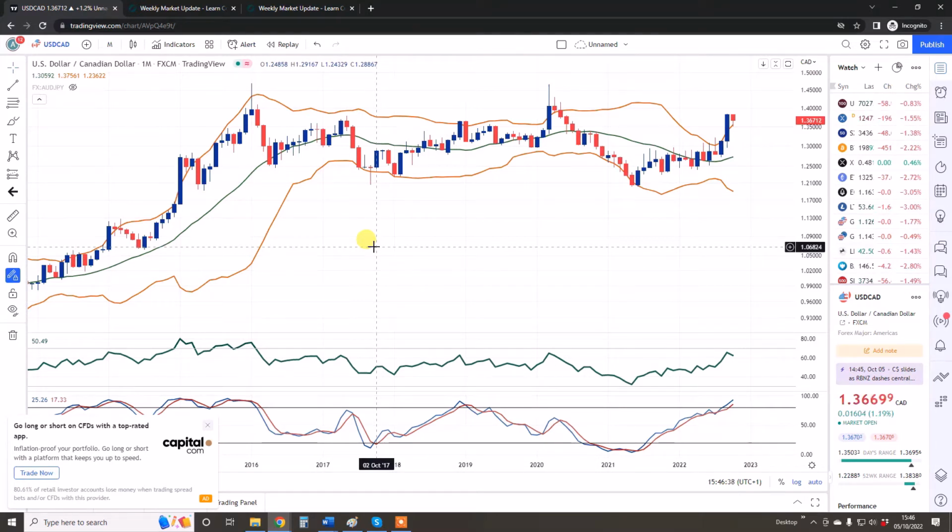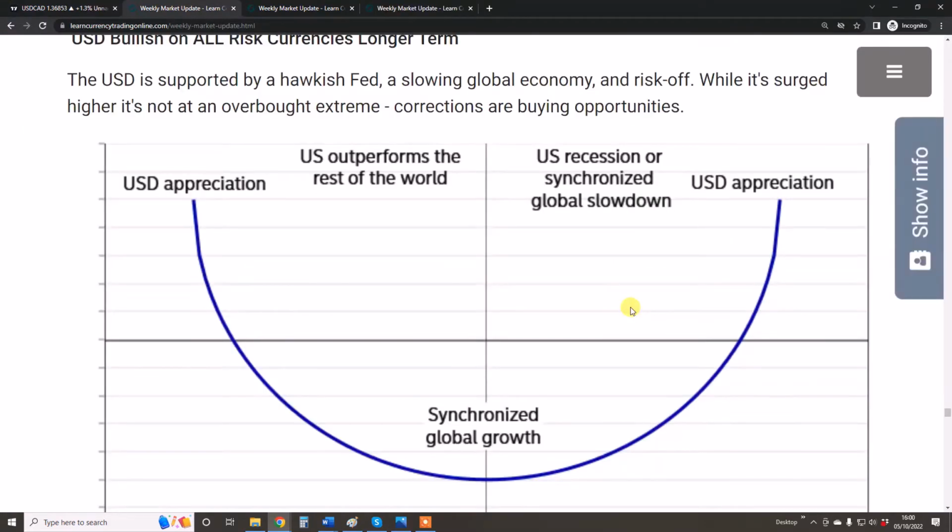Right, let's do a quick summary. Right, just on the first chart I want to look at, which is called the dollar smile. I've shown it in quite a few videos recently. It's a simple chart, but just shows you when the USD is going to appreciate.